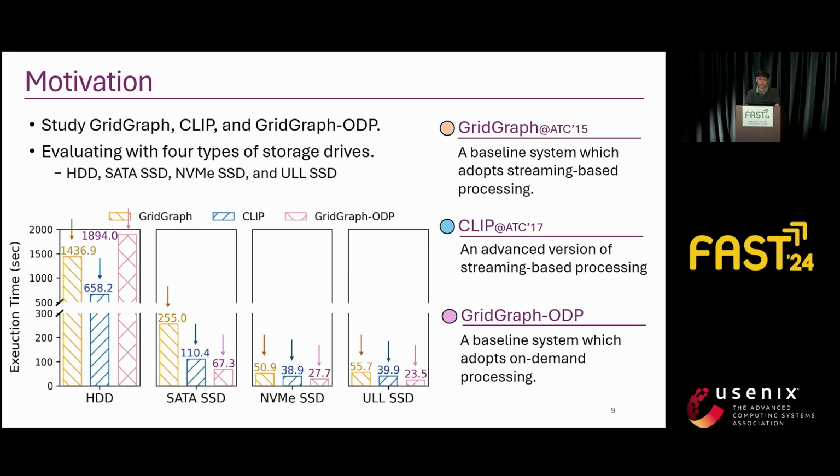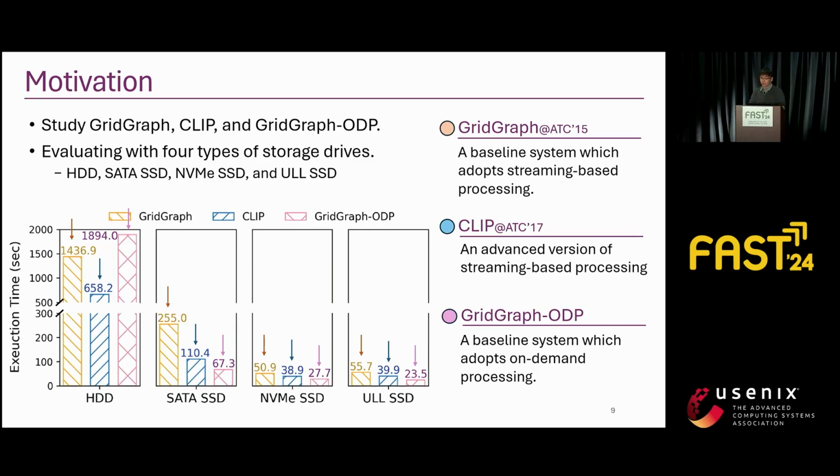This is because the grid graph ODP fails to exploit the sequential access speed. But for modern storage, from SATA SSD to ULSD, the grid graph ODP can actually perform better, because on-demand processing is a better method to save I/O while leveraging the decent speed of random I/O access.